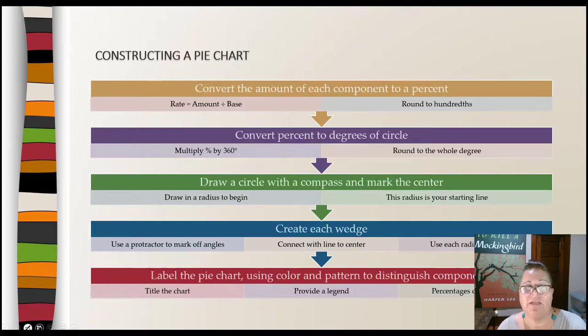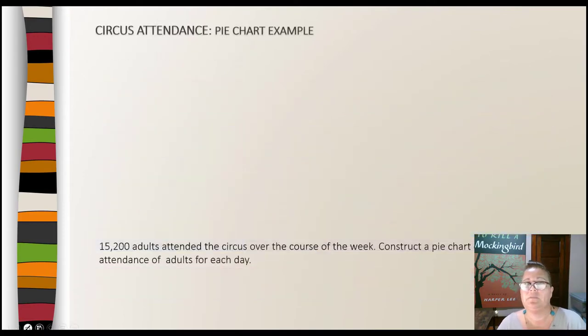As we label our pie chart, we want to make sure to use color and pattern to distinguish the different wedges. We can't just color them all in black, then you can't tell what's what. We want to make sure to title the chart. We want to provide a legend of which sections or wedges are which, and we want to make sure for our purposes to use percentage on our wedges. No other label, just the percentage.